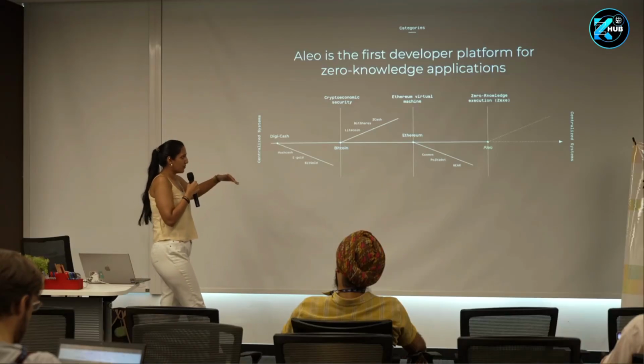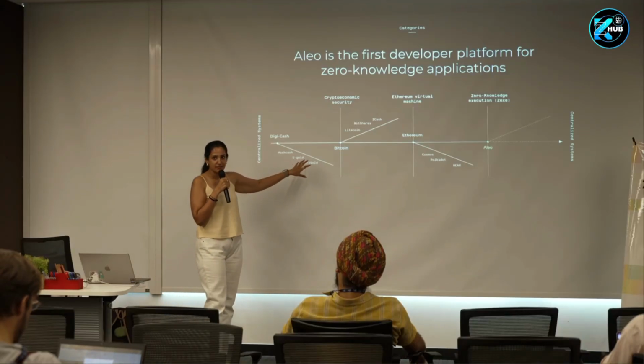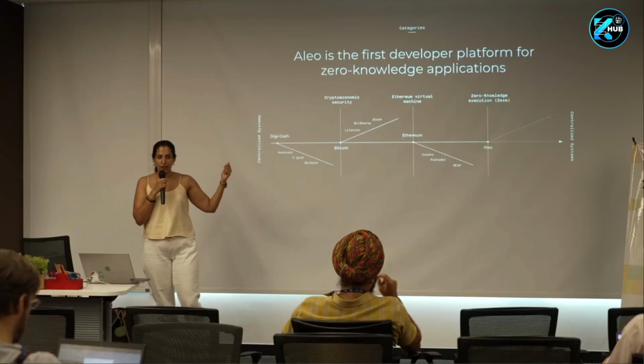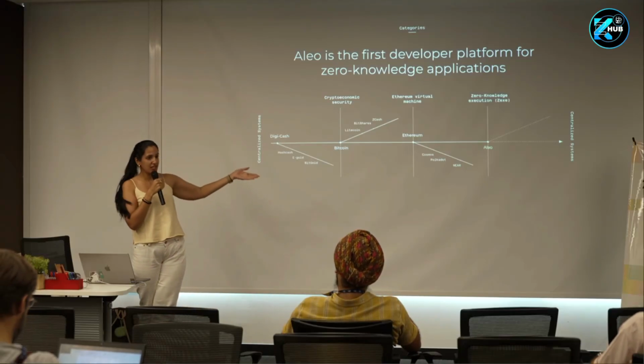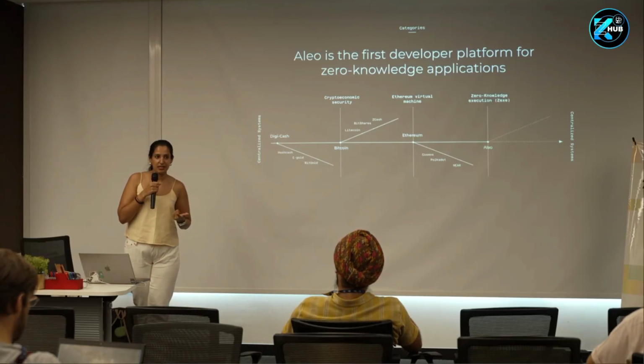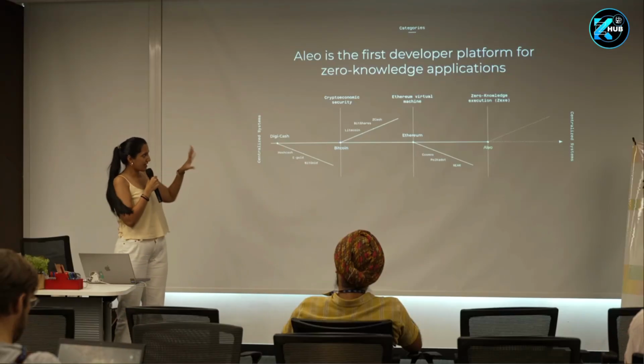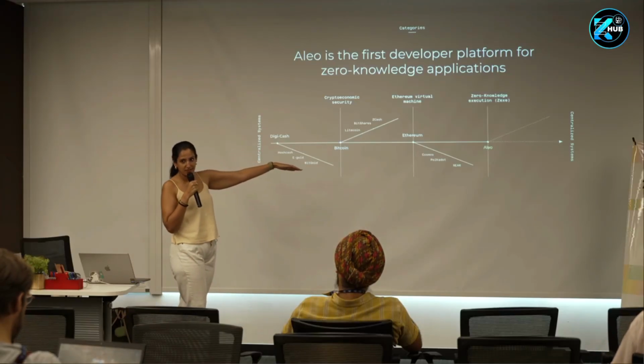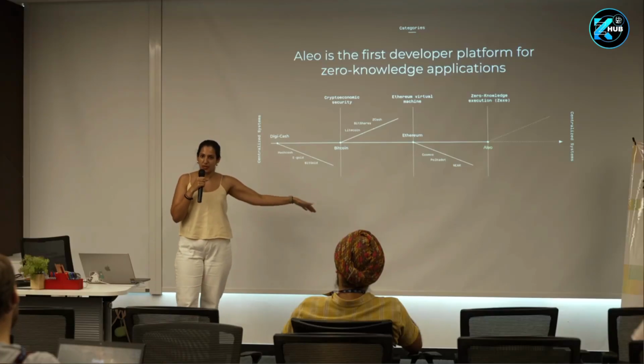So the ecosystem was, one was Bitcoin, which gave the security, but not a lot of programmability. But then there was Ethereum, which was very programmable, but it was all public. So there's an empty space where Aleo comes in, which gives you both security as well as programmability.